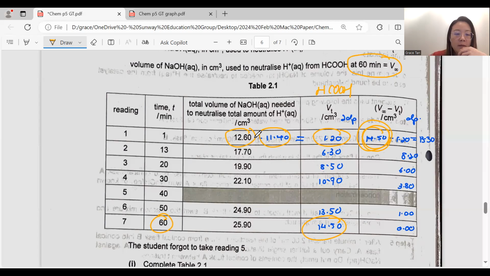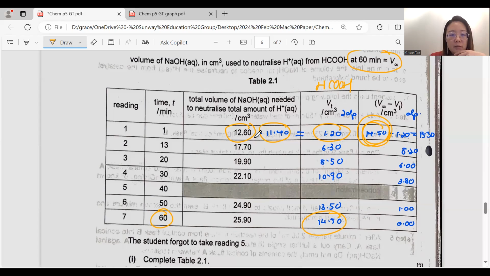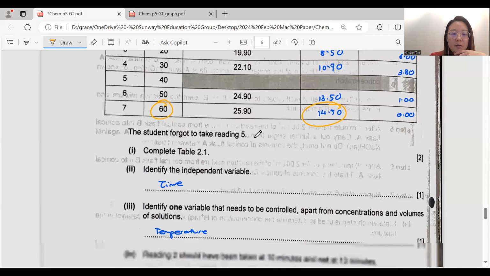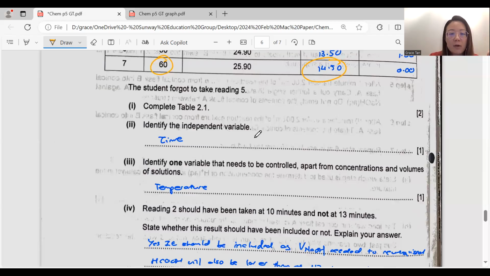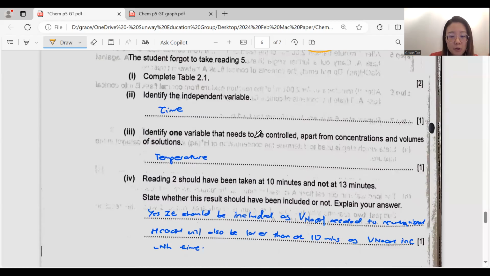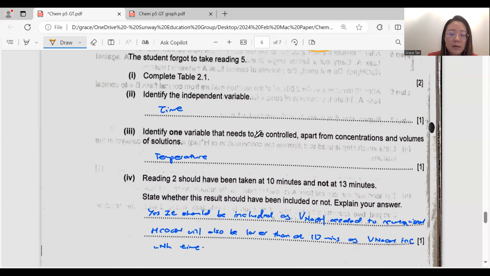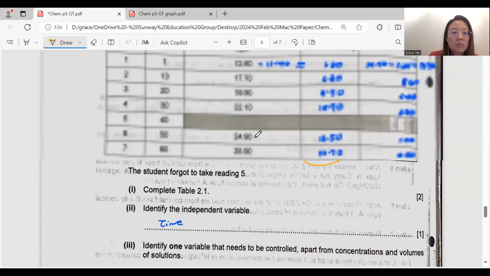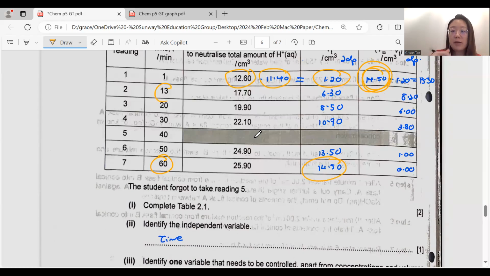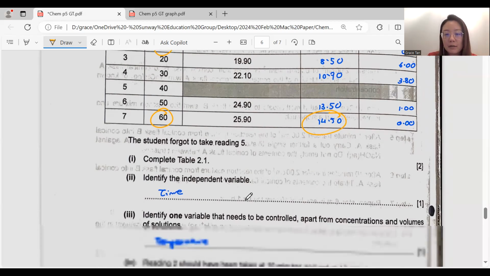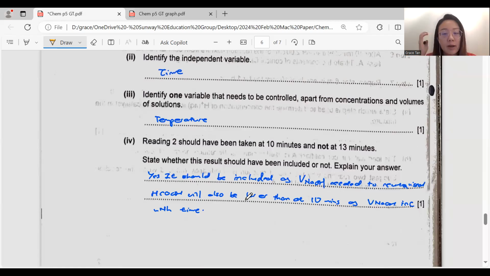Now, the student forgot to take reading number 5. Identify independent variable: time. Identify one variable that needs to be controlled apart from concentration and volume. I answered temperature. Reading 2 should have been taken at 10 minutes, not at 13. You're supposed to take the reading every 10. I guess the student was a little bit slow, so he realized it a little bit too late. Then he just took a reading and made it 13, better than nothing, right? So maybe that is what happened.